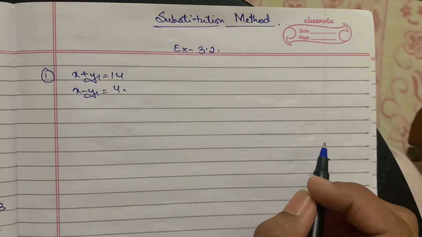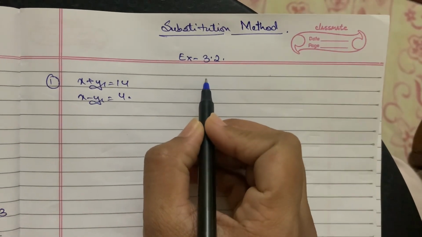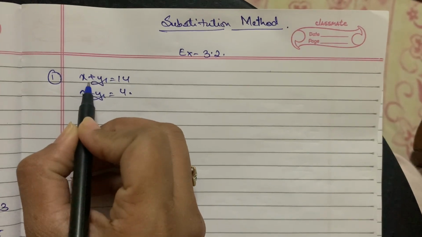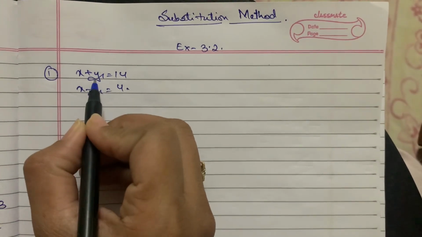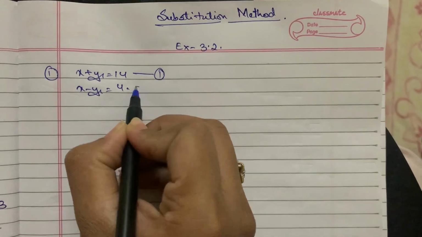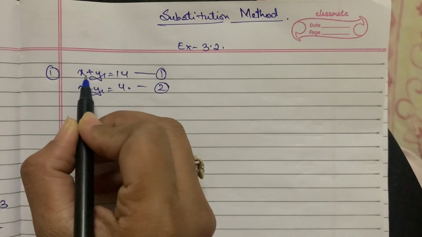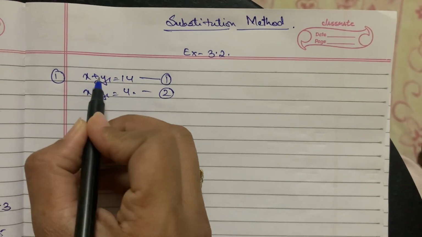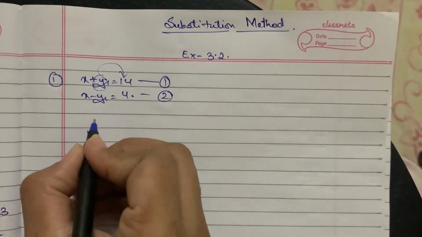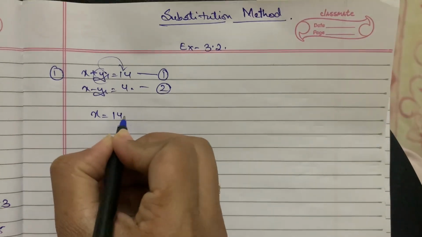So going ahead to the substitution method, exercise 3.2 questions. Now the first question that is given is x plus y is equal to 14 and x minus y is equal to 4. So what I'm going to do is using my equation 1, I'm going to find out the value of x or y and substitute it in the second equation. So I'm going to send this y towards the other side. It becomes x is equal to 14 minus y.